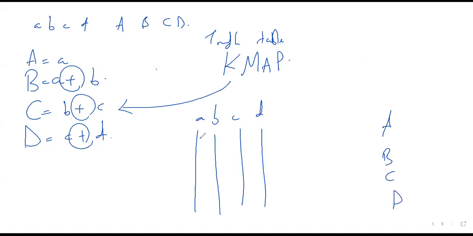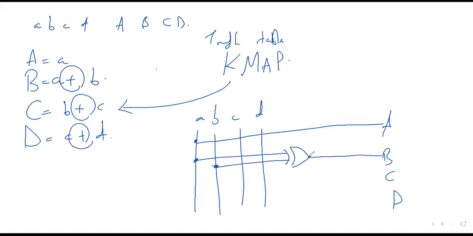Now what is A? A is equal to A, it doesn't change. What is B? B is equal to A exclusive OR B. Exclusive OR, it looks like this. All right. What is C? C is B exclusive OR C.